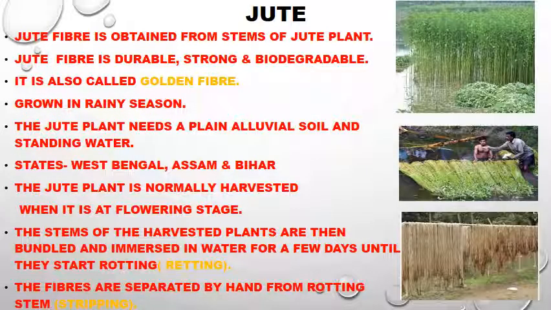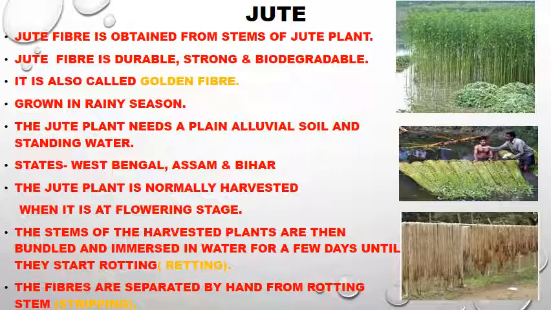Now, the next plant fiber is jute. Jute is a long, soft, shiny plant fiber which we obtain from the stems of the jute plant. It is also called golden fiber. Jute fiber is durable, strong, and biodegradable.